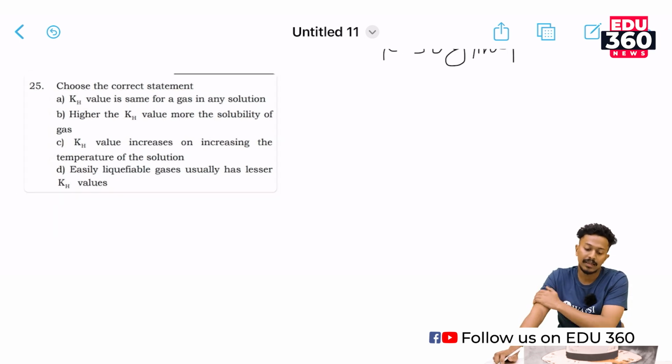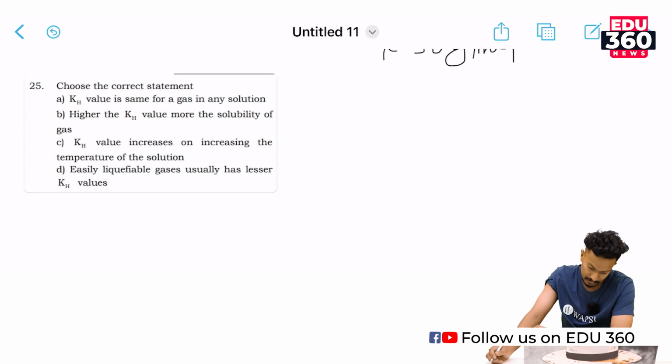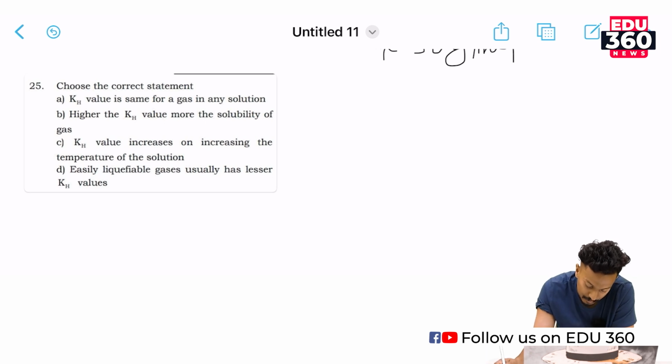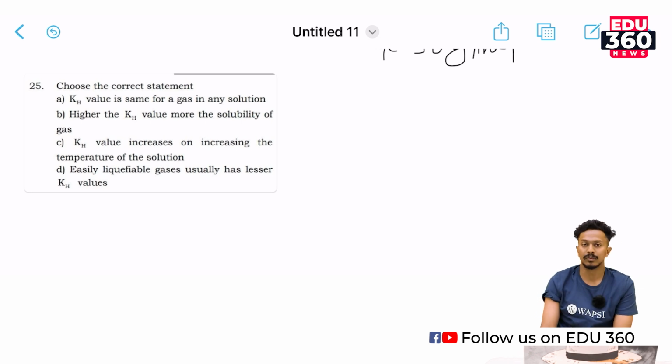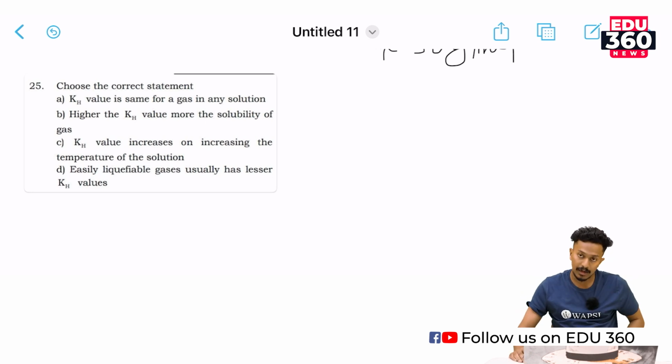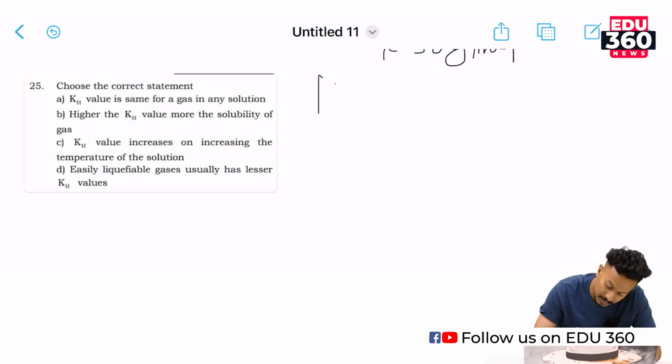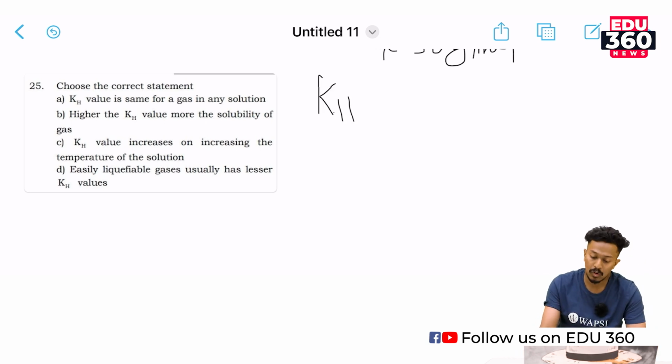Choose the correct statement. KH value is same for a gas in any solution. Higher the KH value, more the solubility of gas. KH value increases on increasing the temperature of the solution. Easily liquefiable gas usually has lesser KH value. So, you have to find out the correct statement for the term KH. What is KH? Henry's constant.